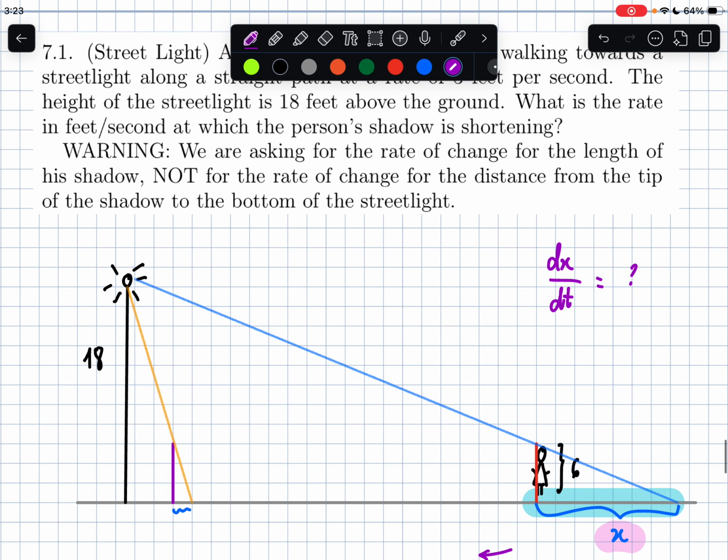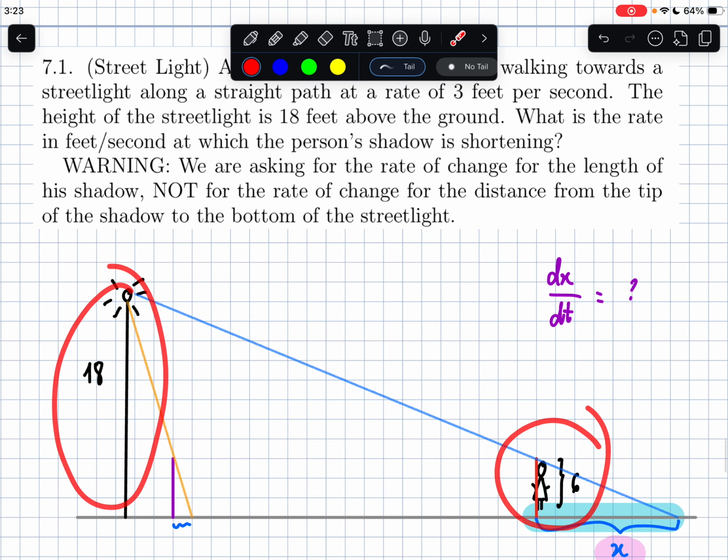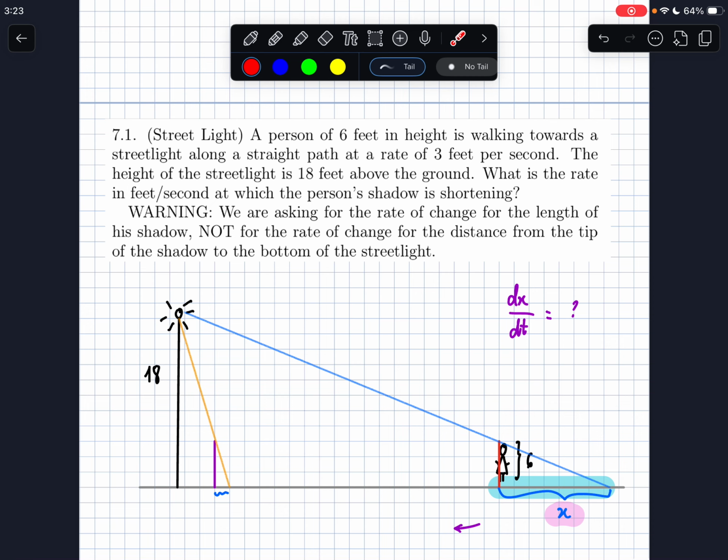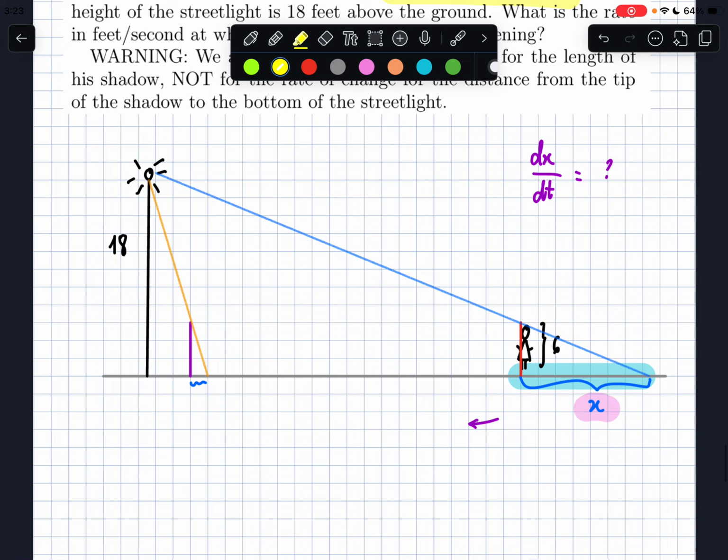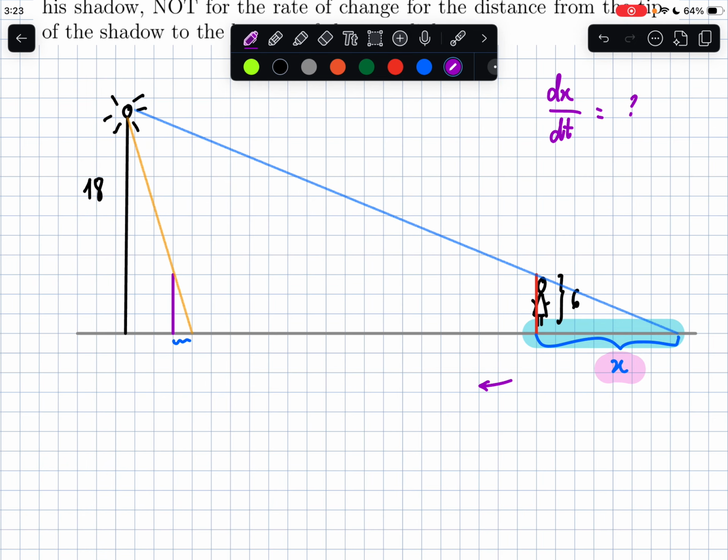We know a few data. The first one is this length is 18. The second one is this length is 6. And we know that the person is walking toward it along a straight path at 3 feet per second. So we know that the speed is 3 feet per second.